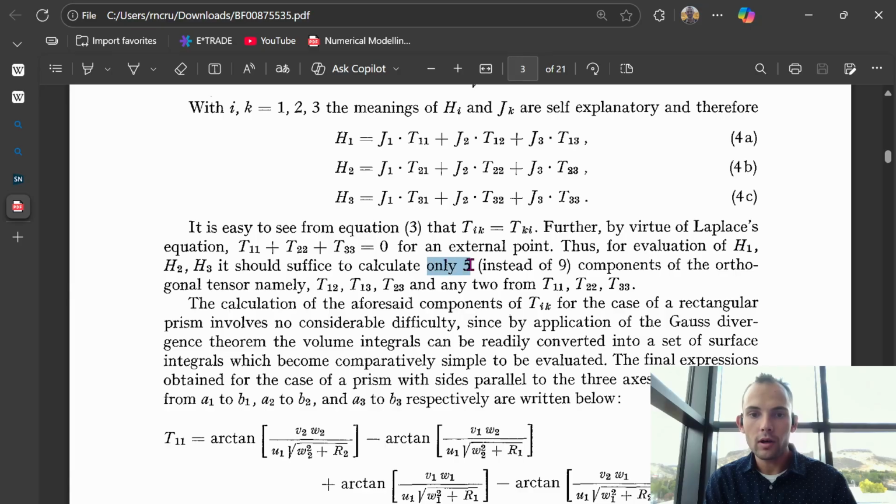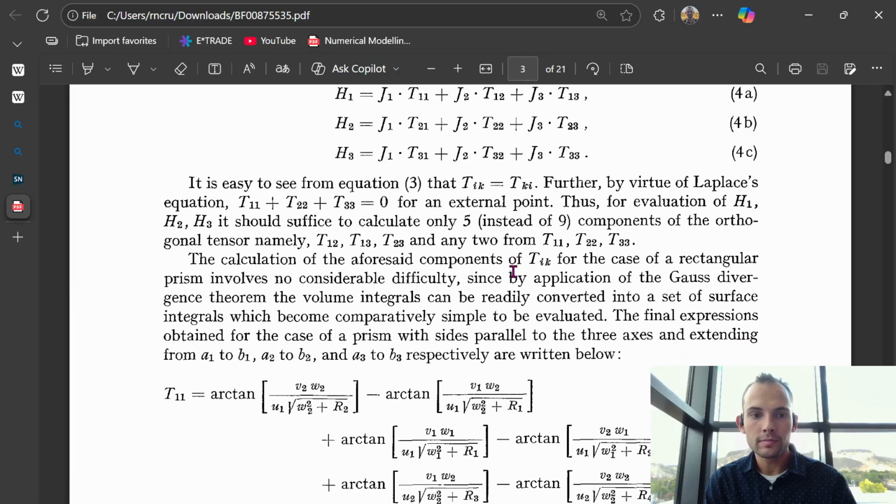Only 5. Oh yeah, we did that in this assignment. The calculation of the aforementioned setup, a rectangular prism, involves no considerable difficulty. With the divergence theorem, the volume integrals can be readily converted into surface integrals. The final expressions.